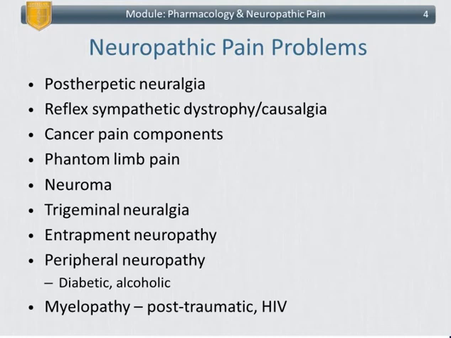Postherpetic neuralgia, CRPS, or complex regional pain syndrome, also known as reflex sympathetic dystrophy. Elements of cancer pain, phantom limb pain, neuroma, trigeminal neuralgia, entrapment neuropathies, peripheral neuropathies, such as you might see with diabetes or alcoholism, and myelopathies like you might see post-traumatically or with HIV.